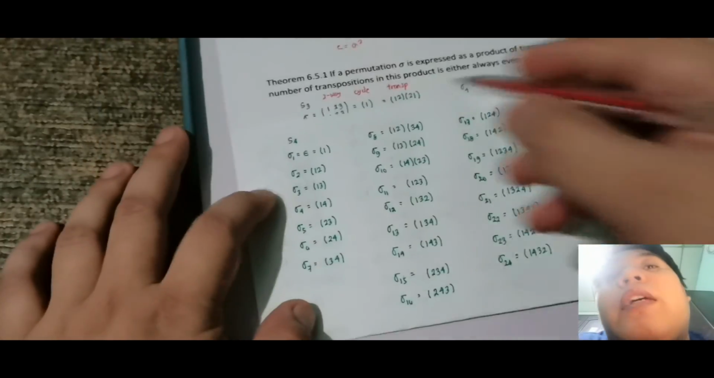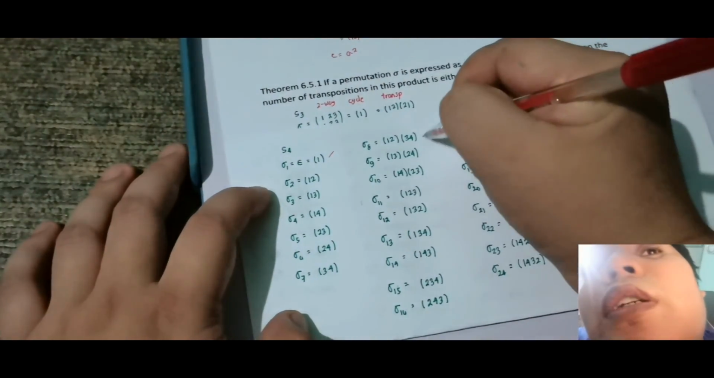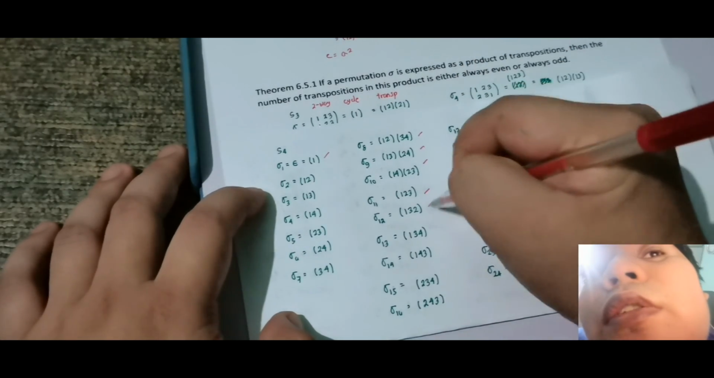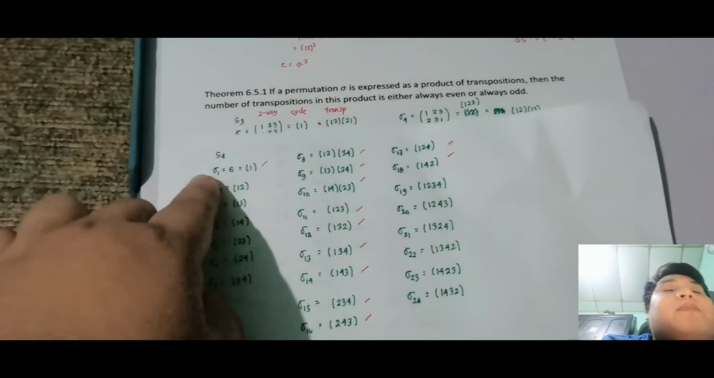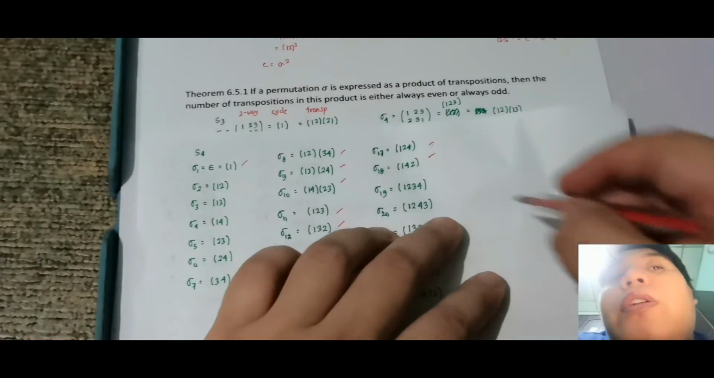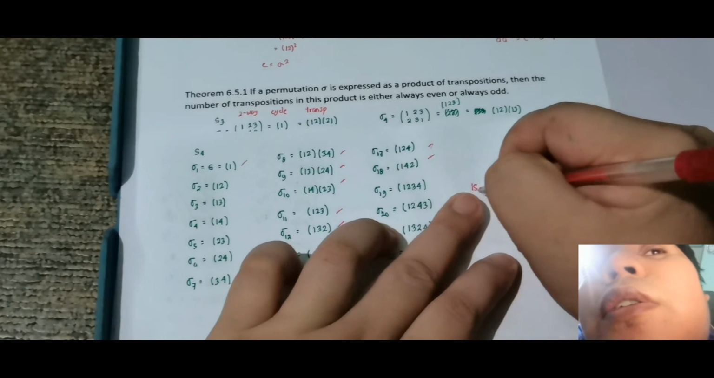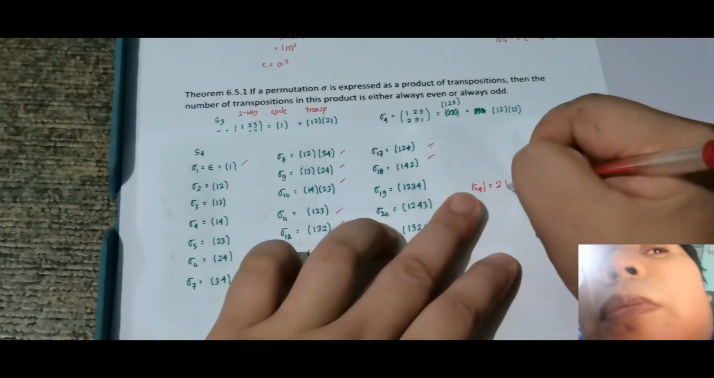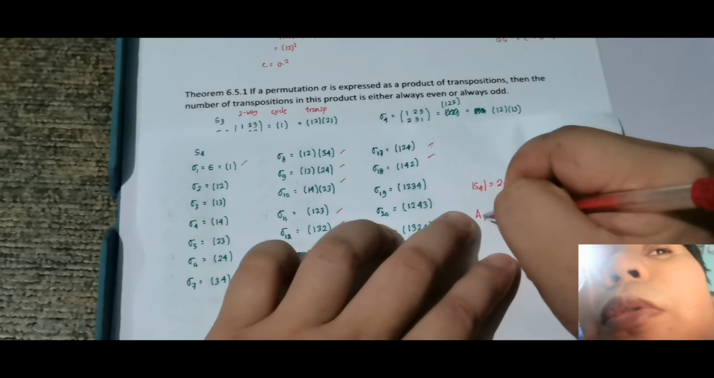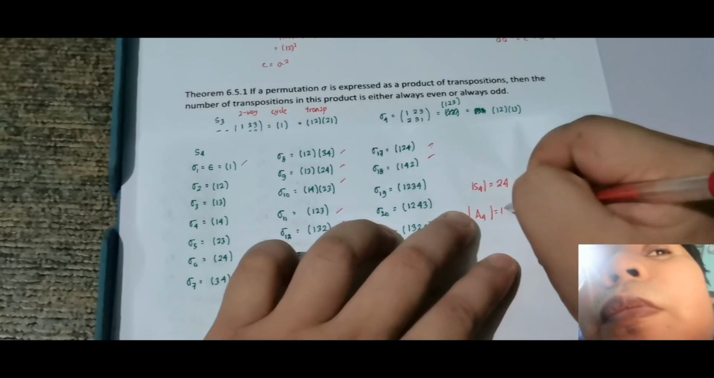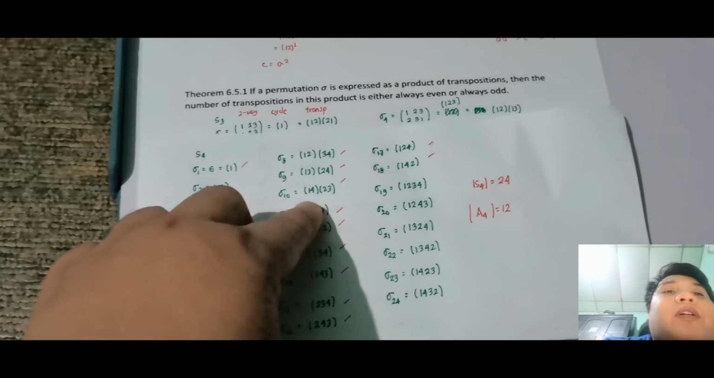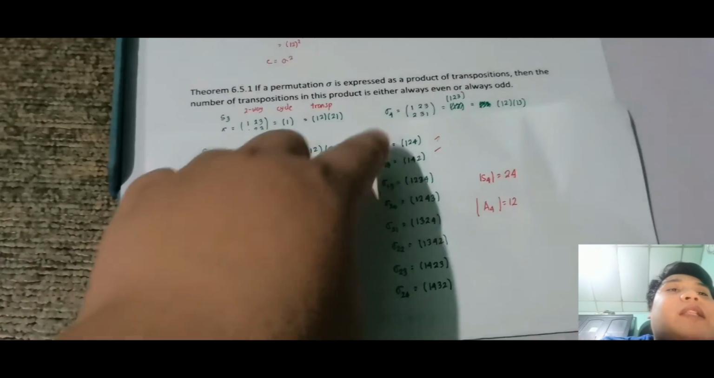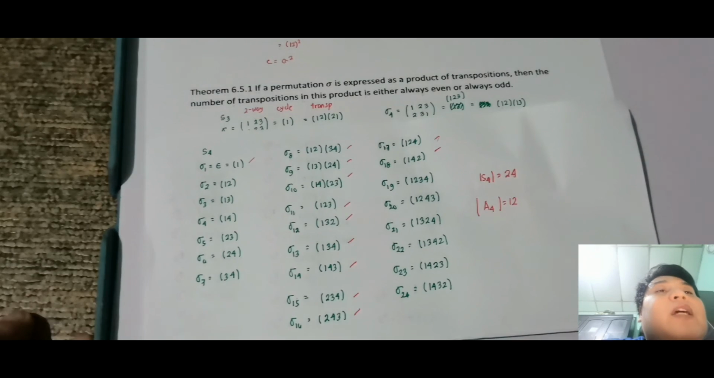Okay, so sino yung mga even? Ito, ito. Bilangin natin. Dapat 12 yan. Kasi kung yung S4, ang kanyang order is 24, kasi 4 factorial yan. Ang order ni A4 is 12, kasi divided by 2. So it's 1, 2, 3, 4, 5, 6, 7, 8, 9, 10, 11, 12. Okay? So, ganun yung pagkuha.